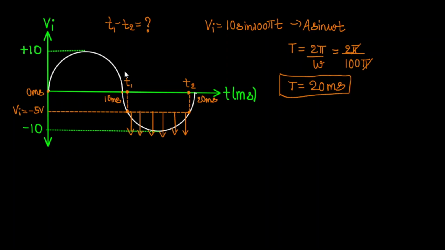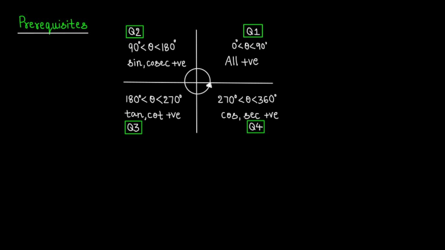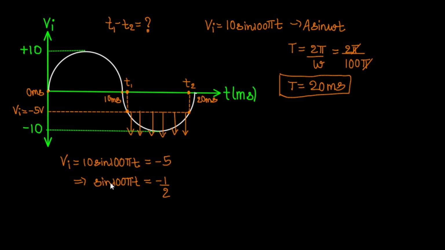Now for finding these times T1 and T2, let me equate this input voltage, which is 10 sine 100 pi t, to minus 5, the value at these points. Sending 10 to the other side, we get sine 100 pi t equals minus half. As per the prerequisite, sine is negative in quadrant 3. That means the angle we must choose should be greater than 180 degrees, so pi plus something. We know that sine 30 degrees is 1 by 2, but here it is minus 1 by 2. That means it is 180 plus 30, as in the third quadrant sine is negative.